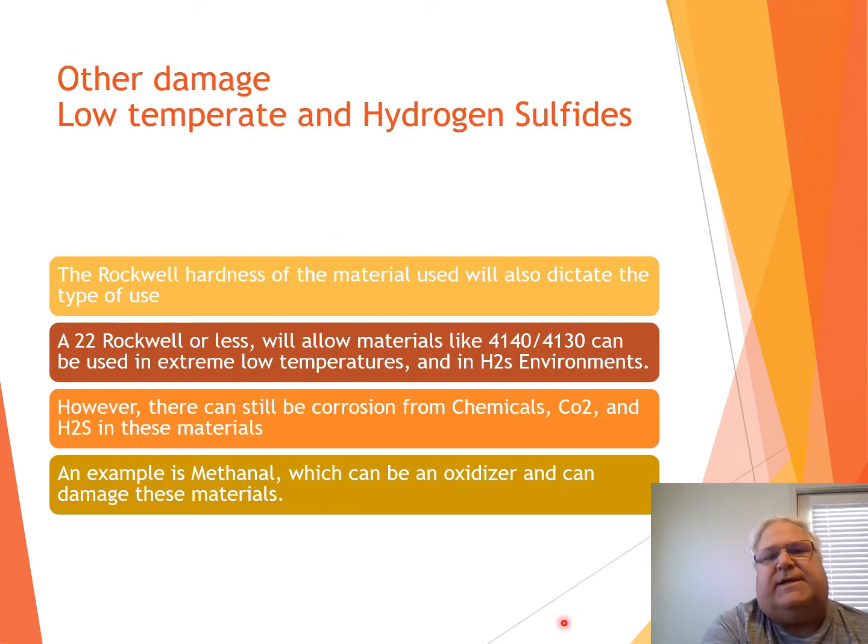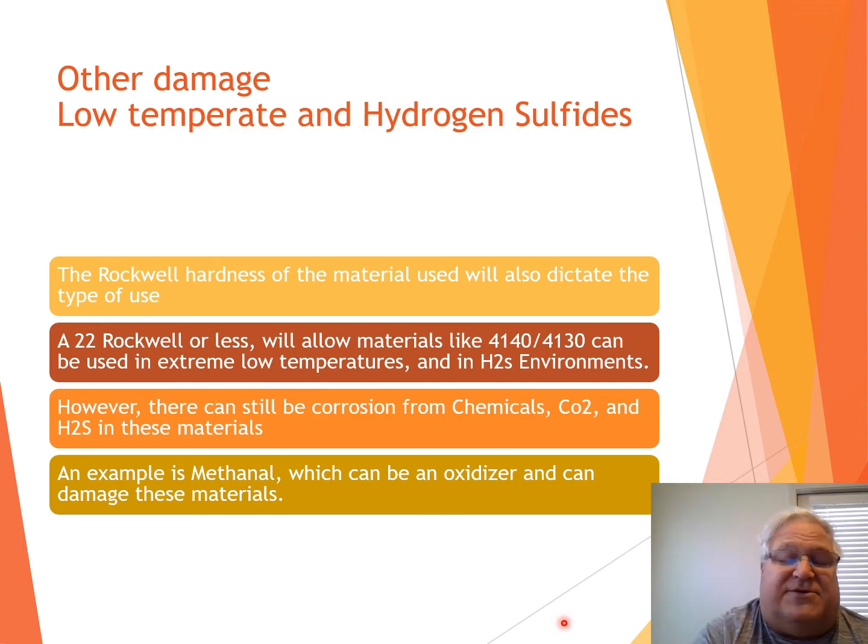Low temperature, other damages, low temperature and hydrogen sulfides. Well, you got to make sure you use the right material. Typically, you want a material that's less than 22 Rockwell, a 4130, 4140. Should have a real decent tensile strength. We typically look at about 96,000.